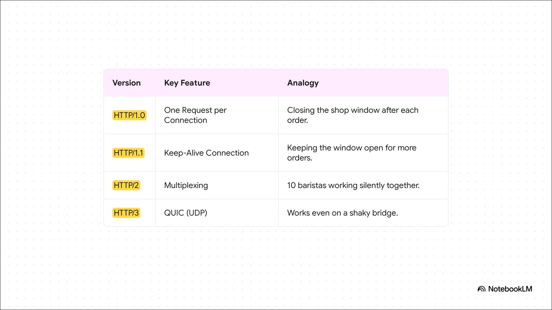And this is where that coffee shop analogy just makes it all click. HTTP/1.0 is like you order a coffee, the barista hands it to you, and then immediately slams the window shut. If you want a muffin, you have to knock all over again. HTTP/1.1 is better. It keeps the window open for your next order. HTTP/2? Now that's like having 10 baristas behind the counter working on all your orders at the same time in parallel. And HTTP/3, well, that's like being able to order perfectly even if you're standing on a shaky rope bridge with spotty cell service. It's built on a protocol called QUIC, which is just smarter about how it sends data. So if one piece gets lost, it doesn't stop everything else. A total game changer for mobile.